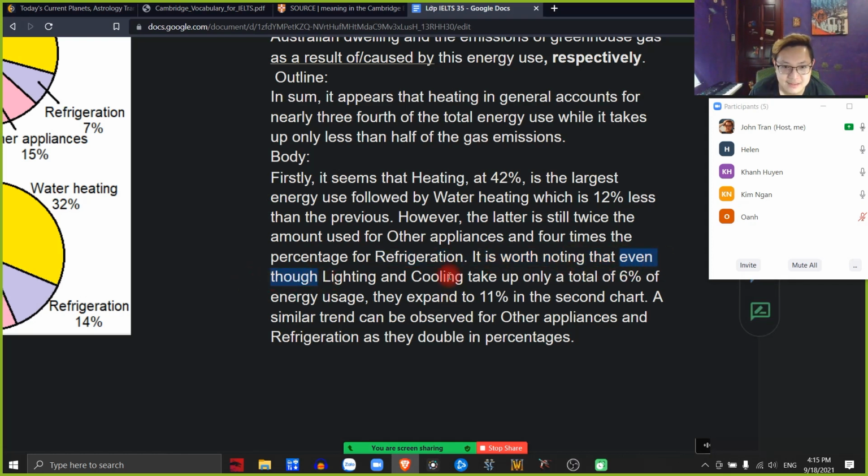Even though something, and then this one. So two parts in an even though clause. 2 phần trong cái mệnh đề even though này. Mặc dù cái gì đó phải và cái gì đó. Okay, a similar trend can be observed. Một xu hướng tương tự hay được quan sát.